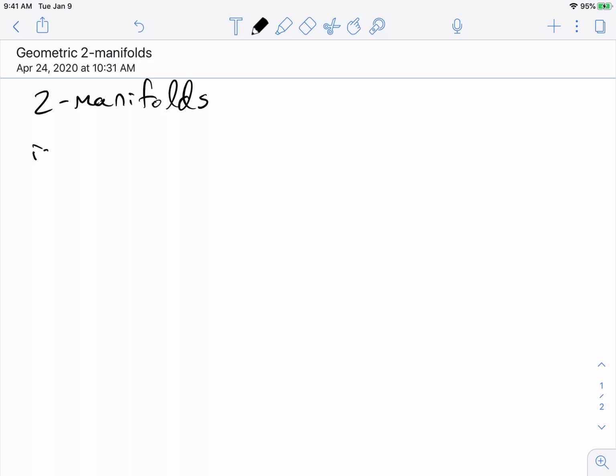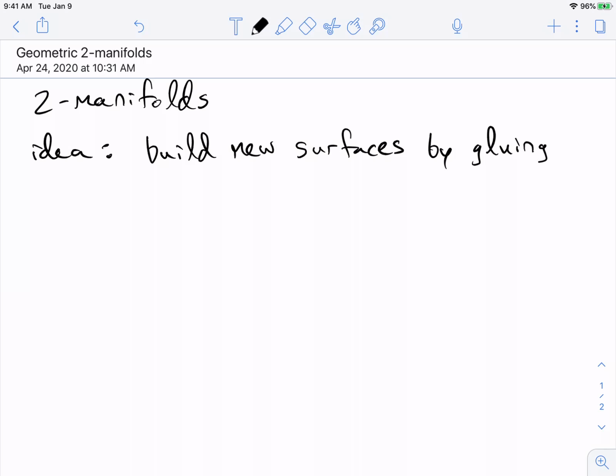Okay, so the idea that we've been working with this week is we want to study other examples of surfaces. So far, the main surfaces we've looked at are the plane, the hyperbolic plane, and the sphere. And we want to build new surfaces, basically by gluing pieces of old surfaces. And the way we've done it so far is by gluing the edges of a polygon together.